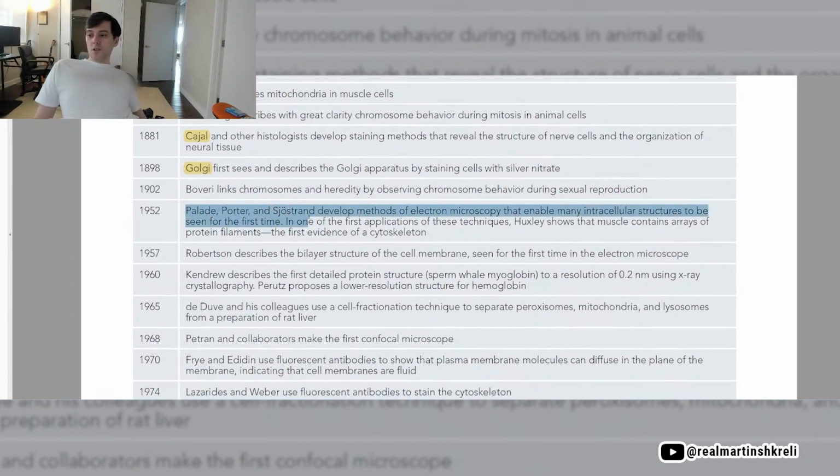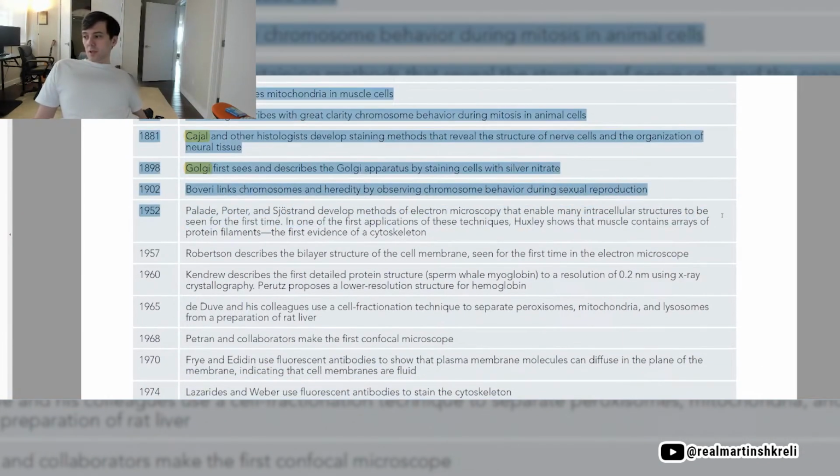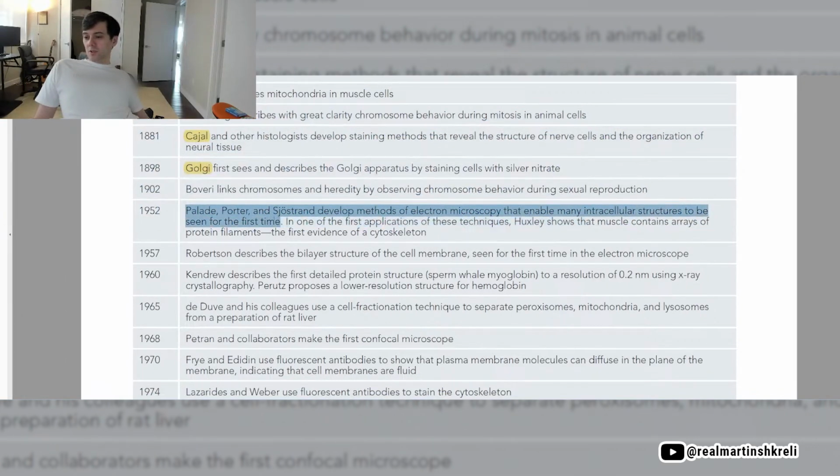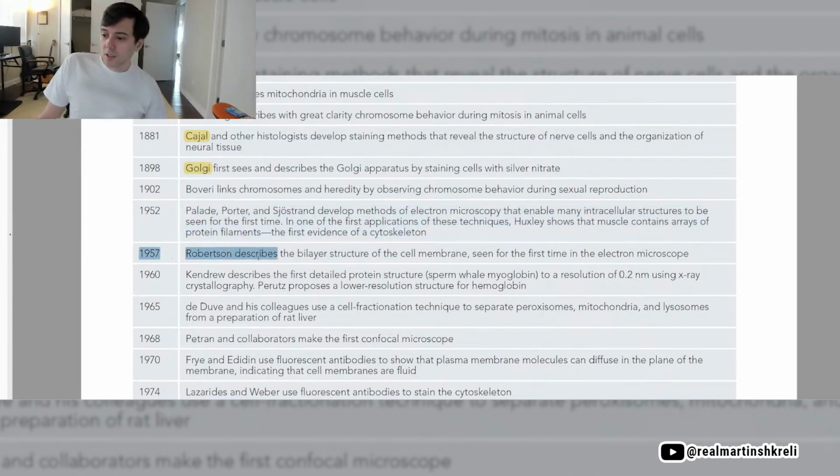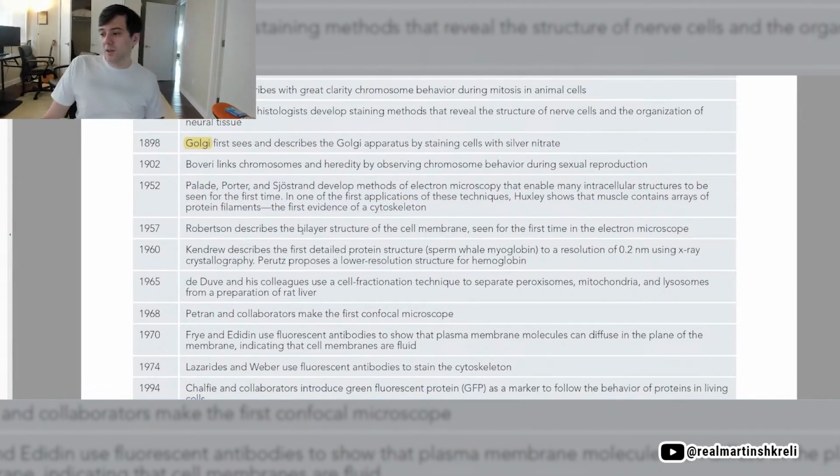Palade, Porter, and Sjöstrand developed methods of EM that enable many intracellular structures to be seen for the first time. In one of the applications, Huxley shows that muscle contains arrays of protein filaments. 1957, Robertson describes the bilayer structure of the cell membrane, really important, seen for the first time in an EM. So that was not that long ago, if you think about it, about 70 years ago.